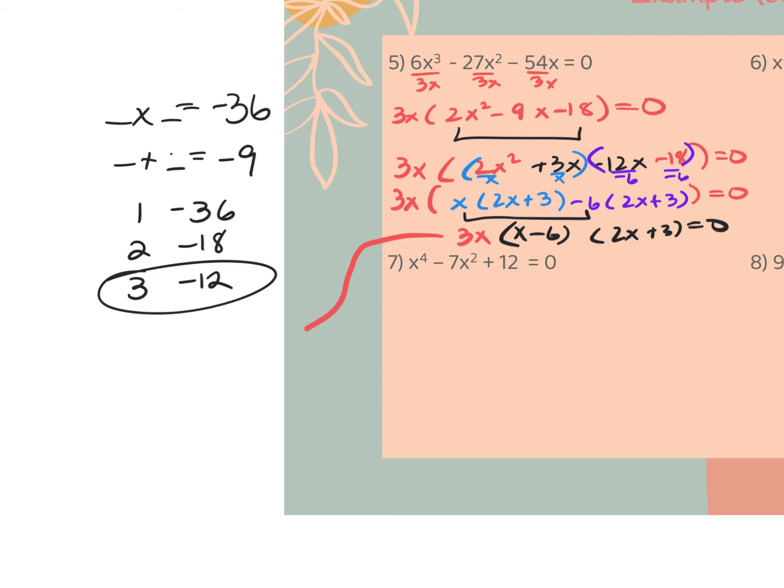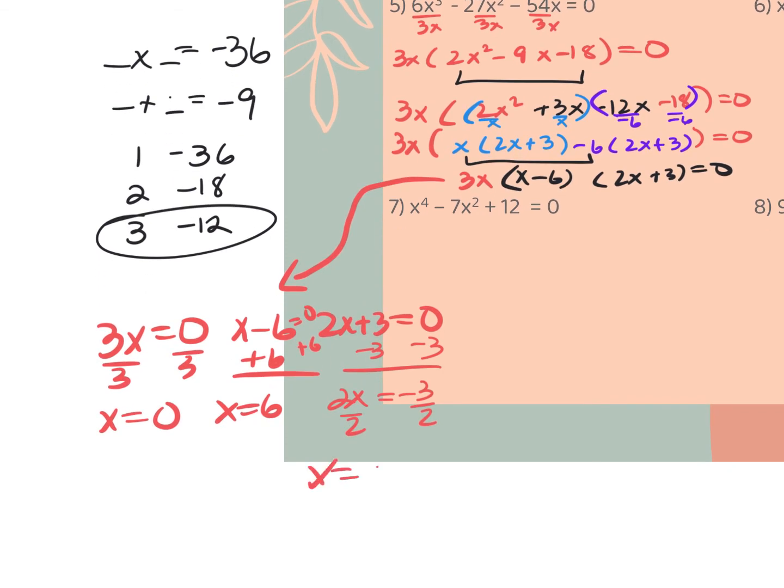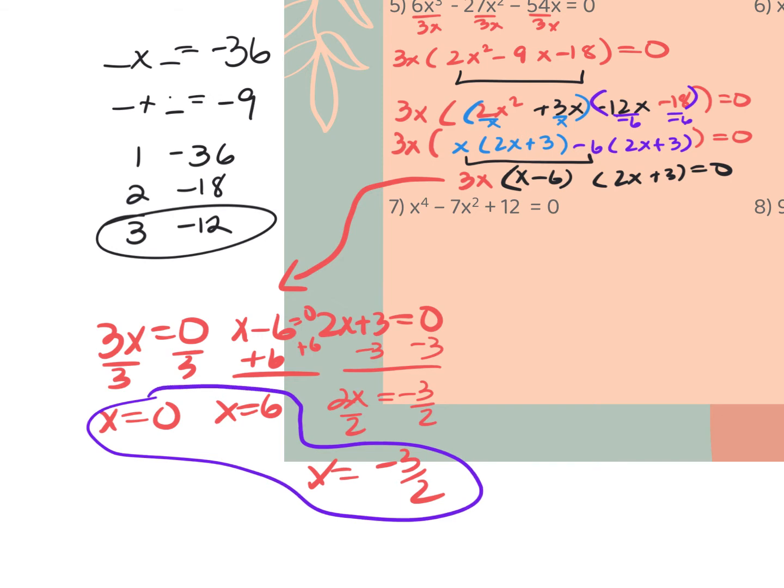So now I take each one of the factors and set them equal to 0. So the 3x, the GCF, then the x minus 6, and then the 2x plus 3. Divide by 3. My first solution is x equals 0. Add 6, x equals 6, and then subtract 3, 2x equals negative 3, divide by 2, and x equals negative 3 over 2. Notice it was a power of 3, so I have 3 answers here: 0, 6, and negative 3 over 2.